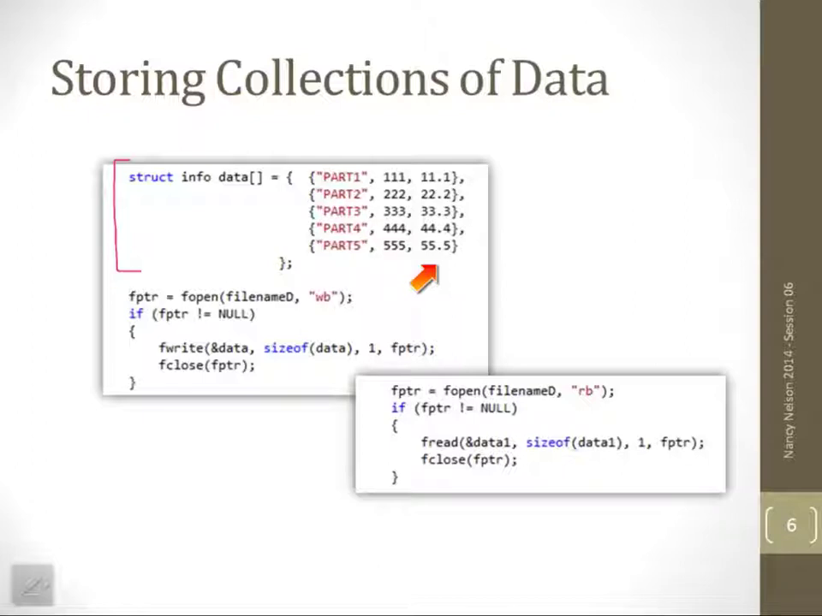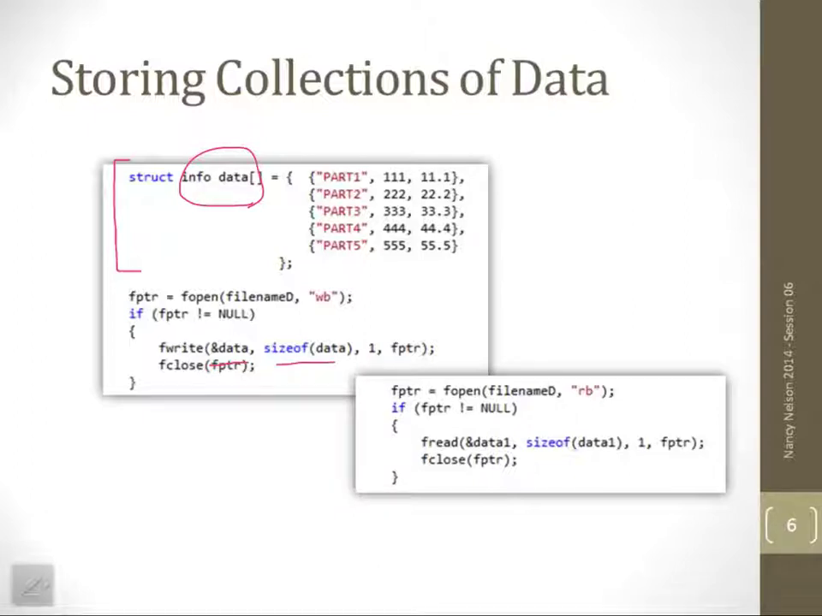If we look at the code now, we can see that we're opening a file to write, and it's going to be a binary file because of the B that's specified here. Our file pointer is fpointer. We check to make sure that the open was successful, and then we're going to write information. So let's look at what we have here. We have the address of data. So that's the address of the array of structures that we've defined up here.